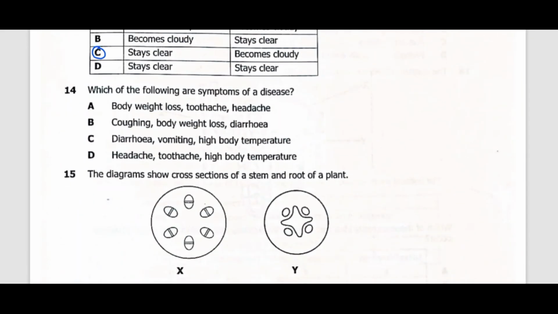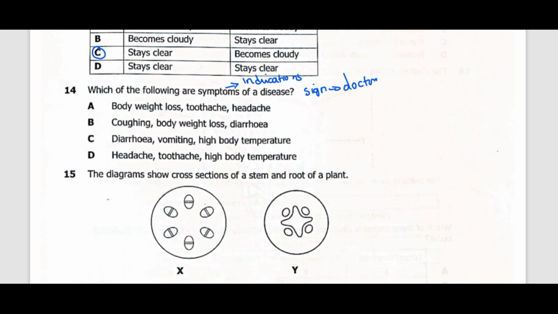Then for question 14, which of the following are symptoms of a disease? Now, for us to understand this question, we need to ask ourselves, what is meant by a symptom? Symptoms are indications of a disease that can be felt by a patient, while a sign is an indication of a disease that can be measured or observed by a doctor. So for symptoms, only the patient can describe them.